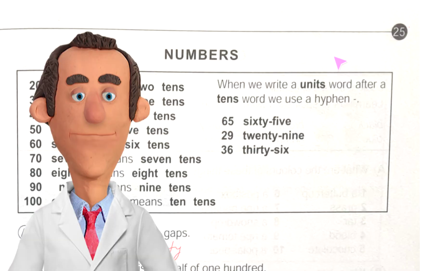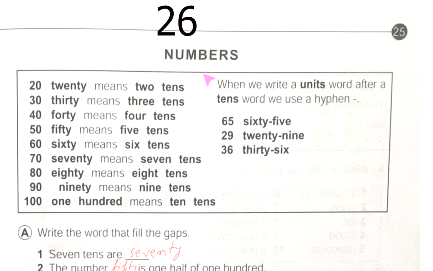So today I have done page number 25 from Junior English Book 1 and we found the topic, that is numbers. Next day, we will do page number 26. There we will find a topic that is colors.